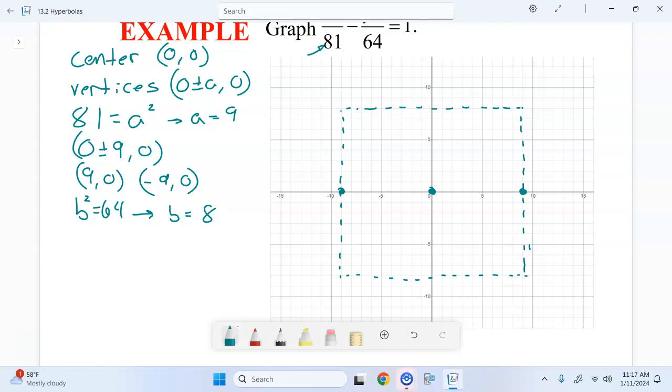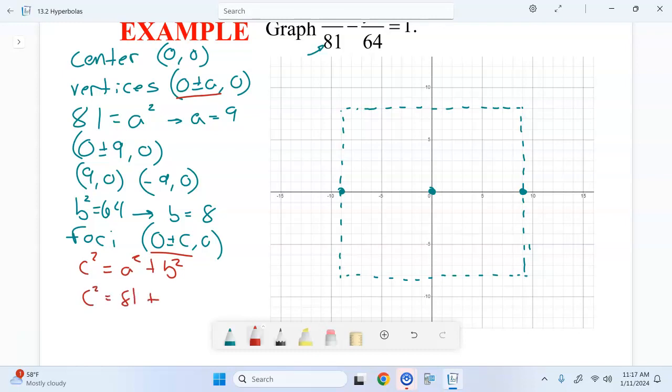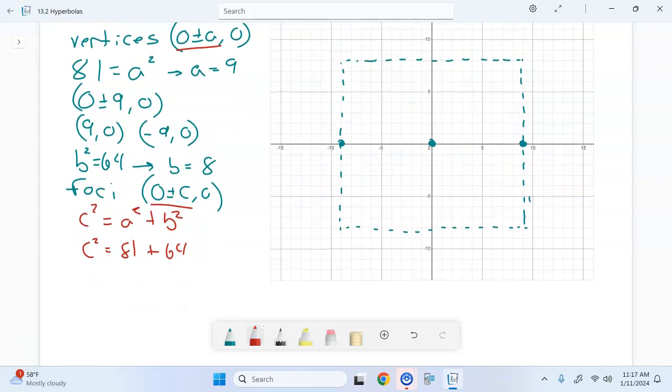Okay? Our foci, again, we use our value of C. So our foci will be from our center plus and minus the C value in the same direction that we go for our vertices. So if our vertices are left and right, our foci are left and right. If our vertices are up and down, our foci are up and down. They will be past our vertices on this type. So here we'll use our Pythagorean relation. This time C squared does equal A squared plus B squared. All right, what is A squared? What is B squared? So C squared equals what?